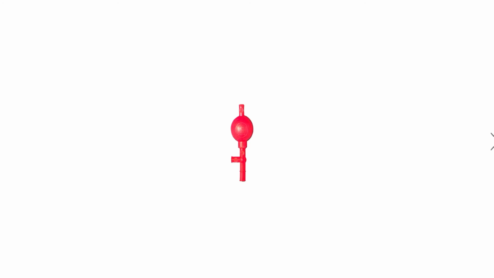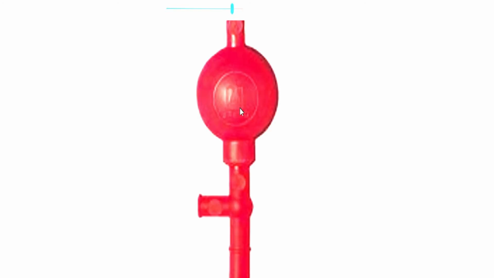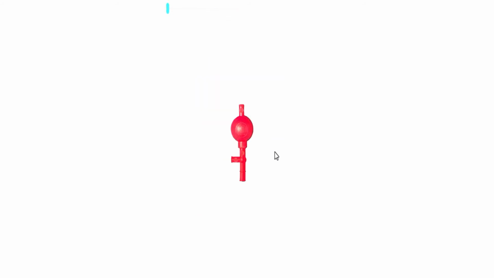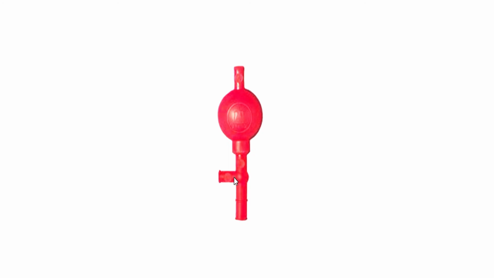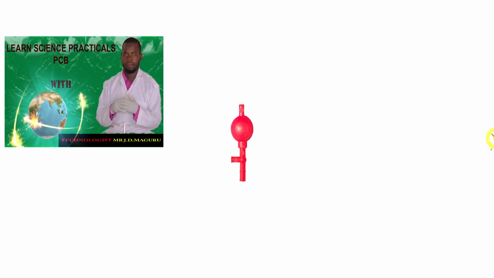Another apparatus is a dropper. We have seen it previously. That is another type of dropper. You can note this one. You are supposed to note the reading perpendicular, not above, not below. So you are supposed to be perpendicular with your eye. That is a very important technique for noting the readings.